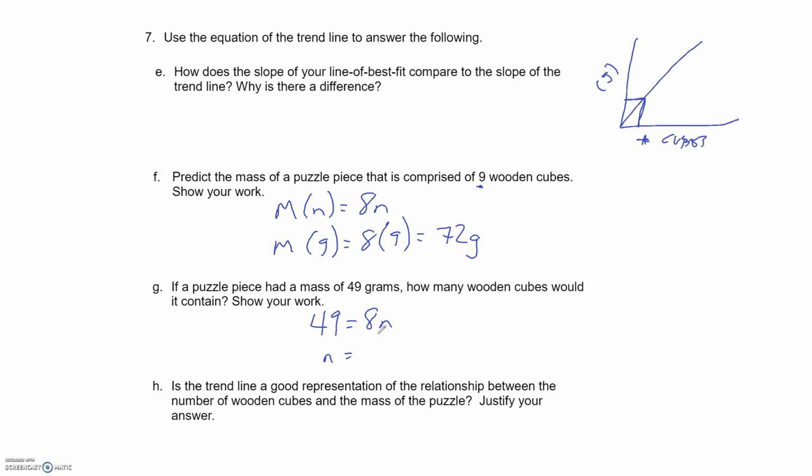is roughly going to be, so here, when we're approximating things, instead of saying equals, we use this. So let's see here, 8, 16, 24, 32, 40, 48. So about 6 cubes.